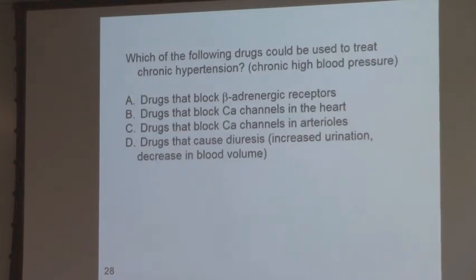Okay, let's do a little pharmacology. Which of the following drugs could be used to treat chronic high blood pressure? You know that there are people walking around whose blood pressure is abnormally high, even though they are not in sympathetic nervous system stimulation. They're just sitting on the sofa watching TV. Their blood pressure is higher than it should be. Your grandparents, maybe even your parents, have this.